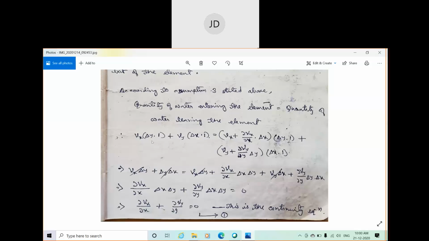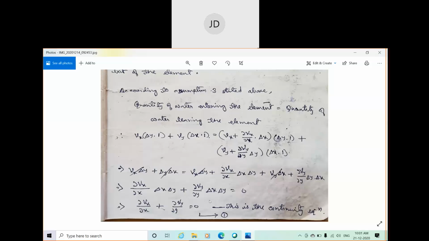So multiplying Vx with delta y, we get the amount of water entering the soil element in x direction. Similarly, Vy into delta x into 1 is the amount of water entering the soil element in y direction. In the same way, this term is the amount of water coming out of the soil element in x direction, and this is the amount of water coming out of the soil element in y direction. After equating these two, as per assumption number 3, water entering the soil element must be equal to water coming out of the soil element. After simplifying, you will finally get delta Vx by delta x plus delta Vy by delta y is equal to 0. That means the change in discharge velocity in x direction plus the change in velocity in y direction must be equal to 0.